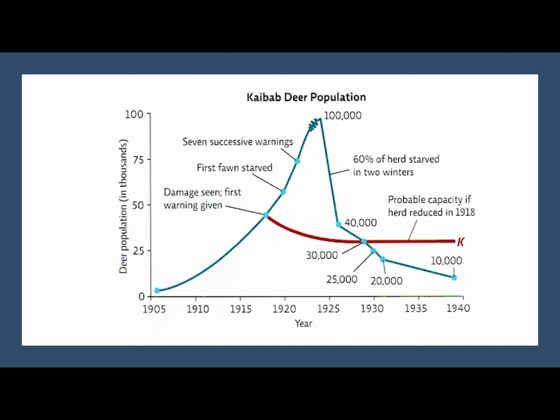Here's an example of the Kaibab deer population. In the early years, there was a huge growth rate. Their population had enough to eat, they were reproducing, but when we get to about 1917, we start to see problems. So fawns are starving, the population is still growing, and then we have a huge die-off where 60% of the herd starved over 2 winters. The population came under and now is staying just below that carrying capacity here of K.